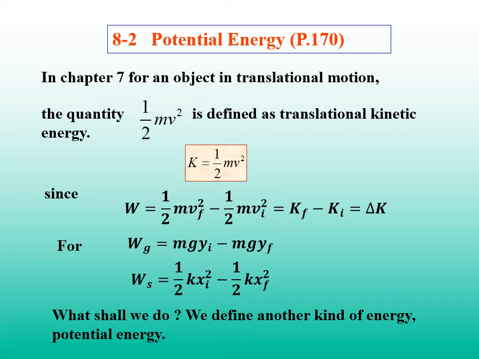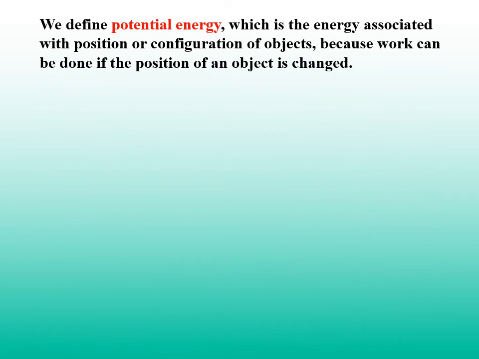All of these equations have the same form. So what should we do? We define another kind of energy, potential energy. We define potential energy, which is the energy associated with the position and configuration of objects, because work can be done if the position of an object is changed.